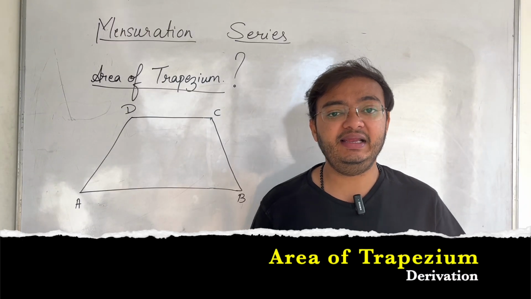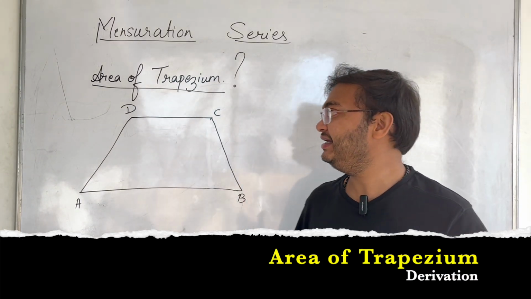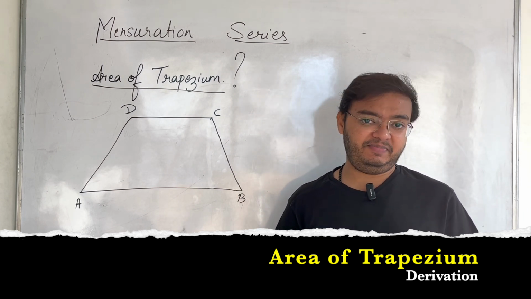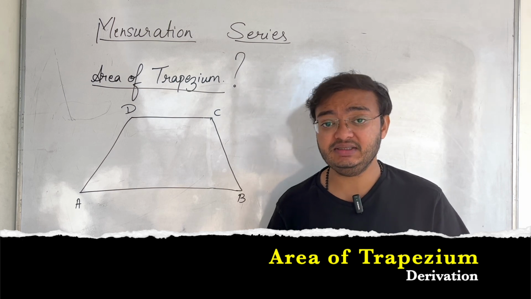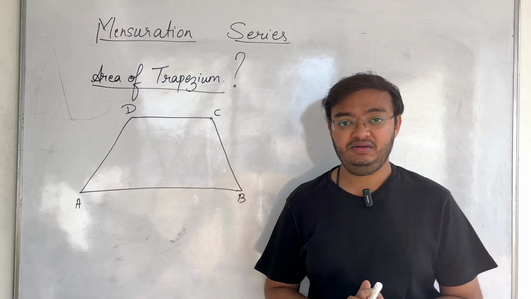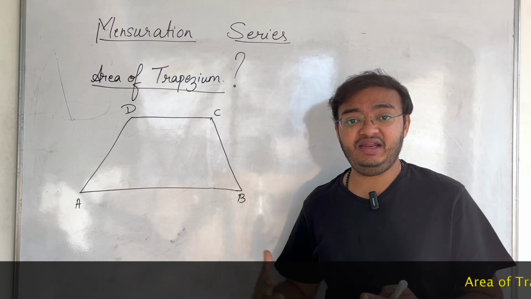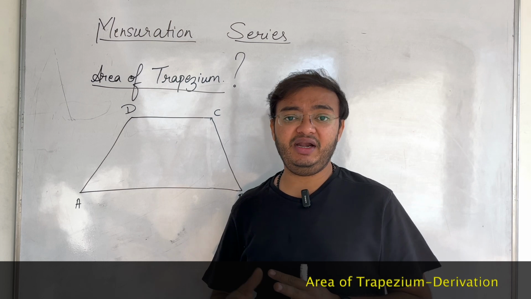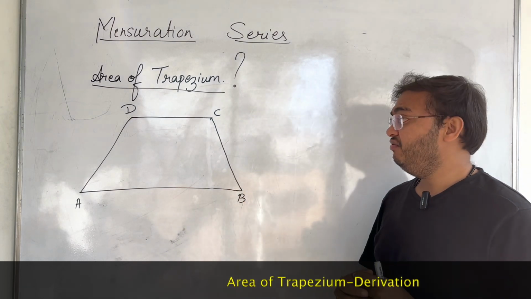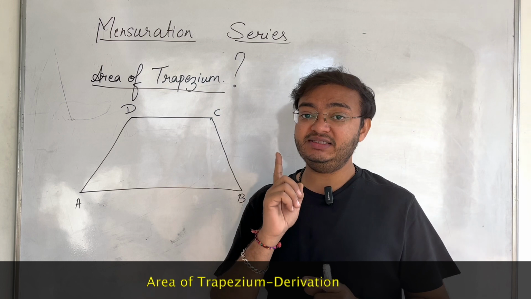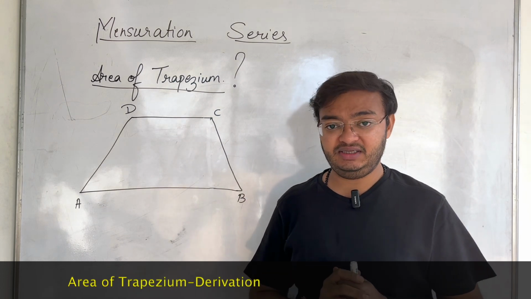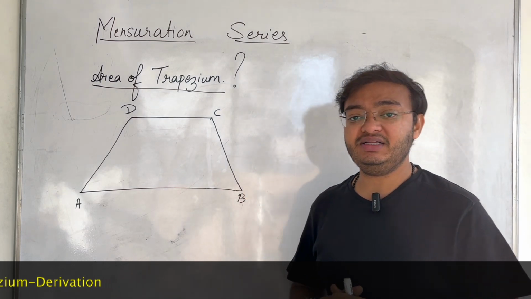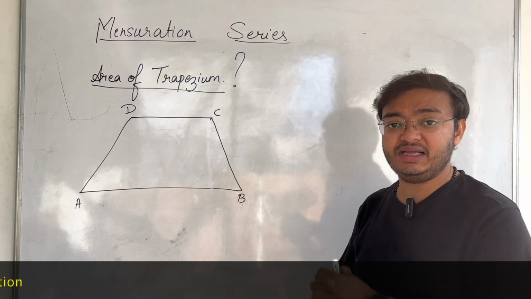In this series, the first thing we are going to see is the area of a trapezium. What is the formula, and how do we identify a trapezium? First question: what is a trapezium? A trapezium is nothing but a 2D figure which has one pair of parallel sides and one pair of non-parallel sides. Definitely one pair of parallel sides and one pair of non-parallel sides. This type of structure is known as a trapezium.